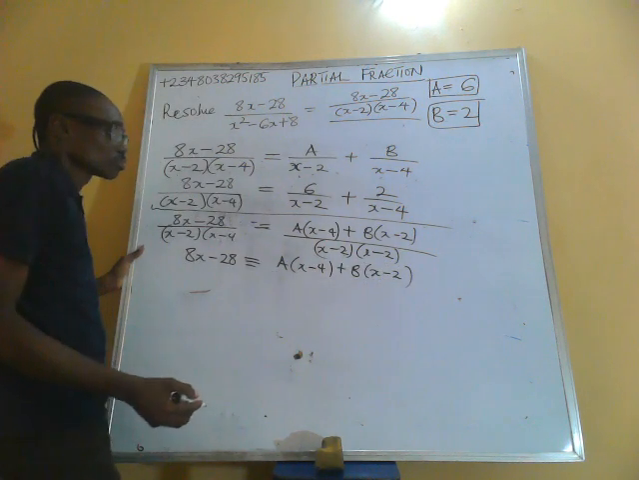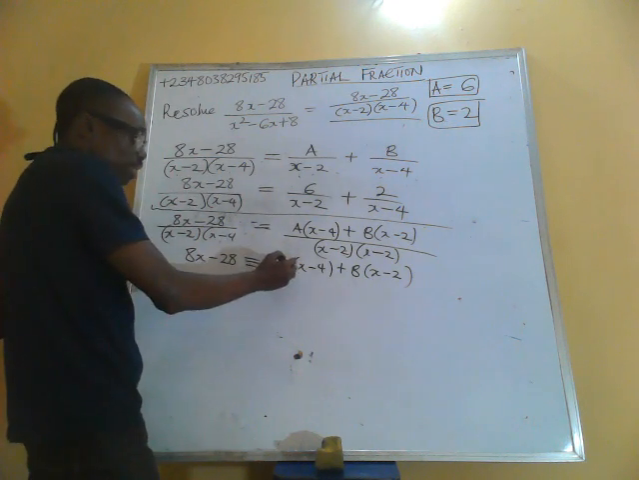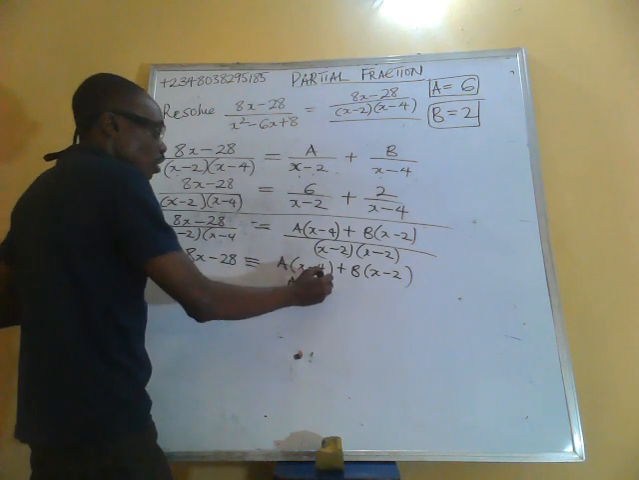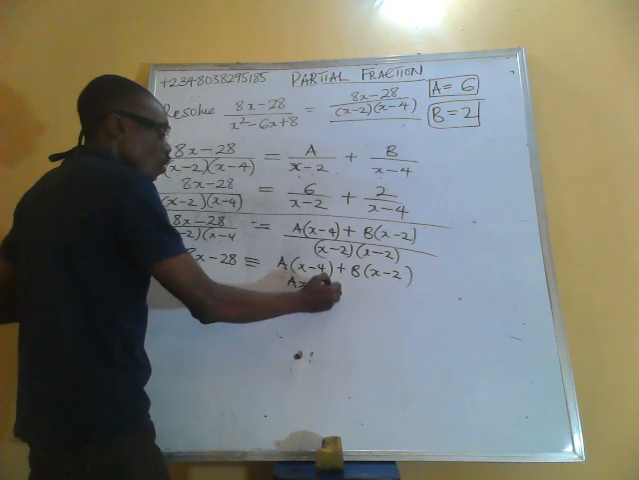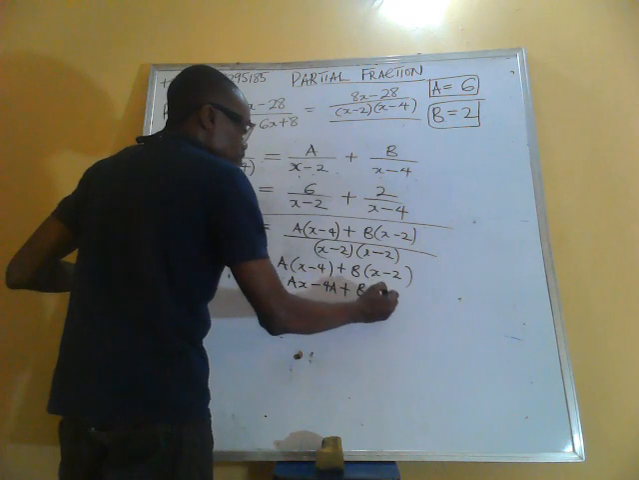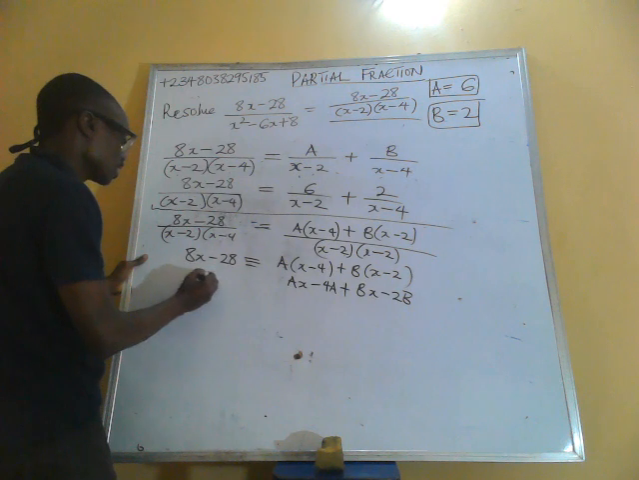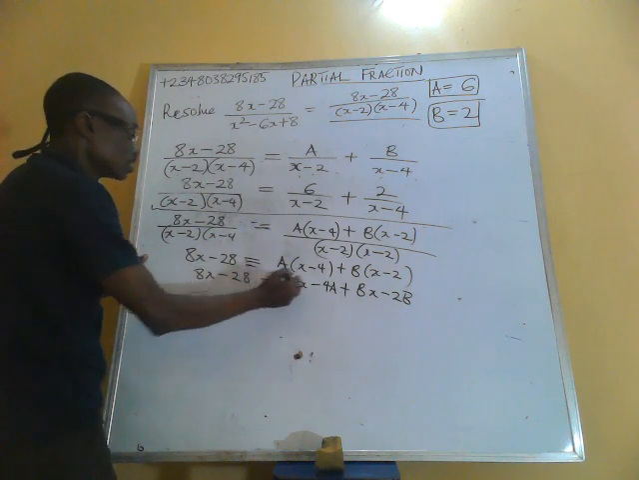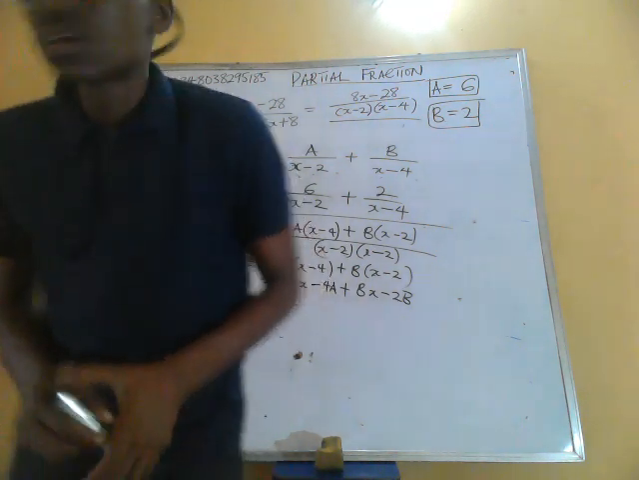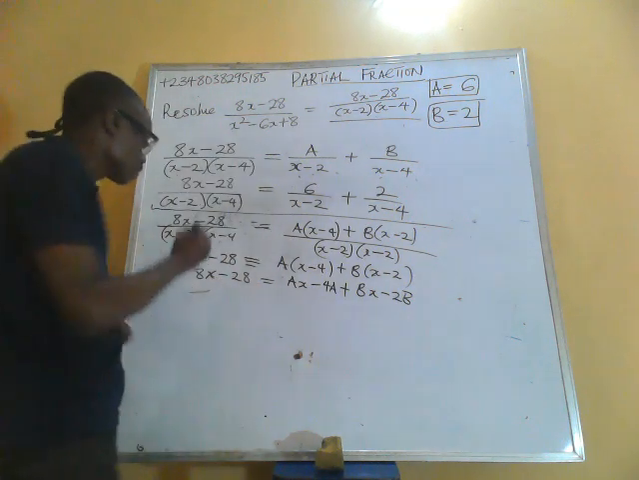So go ahead and expand. A times x, we have ax. A times minus 4 gives you minus 4a. Then b times x gives you bx. b times minus 2 gives you minus 2b. So you have that 8x minus 28 is equal to this. Right now you have this equation.